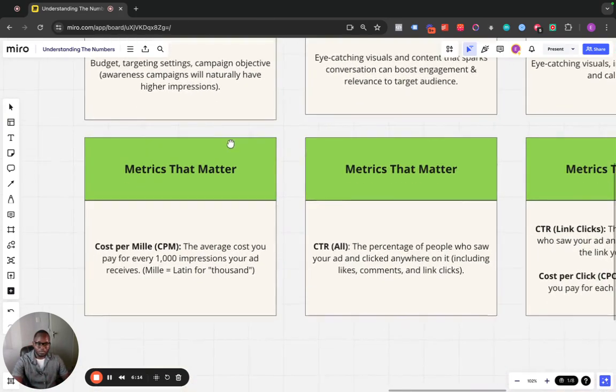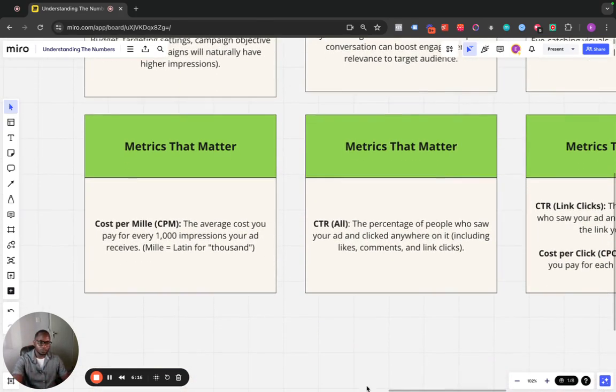So those are what drive the cost per mille. And in this case, the metric that matters is the cost per mille, which is typically called the CPM. So the cost per mille measures how much you are getting charged for every 1,000 impressions that your ad receives. So again, for every 1,000 impressions, there's a cost that Facebook is going to charge you. Now, this is a very important metric.